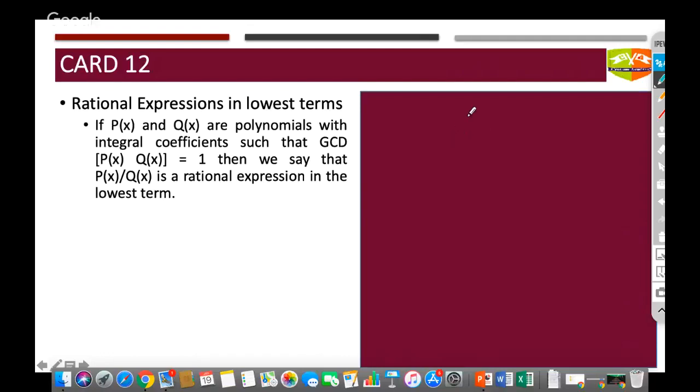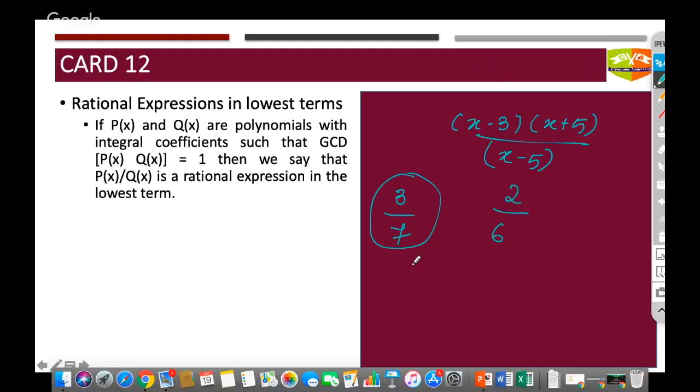So you take any number. Suppose you take an expression like this: (x minus 3)(x plus 5) divided by (x minus 5). Now, is this in lowest form or not? Or let me take another number, 3 divided by 7. Whether this is in lowest form or not. Let me take a number 2 divided by 6. Whether it is in lowest form or not.